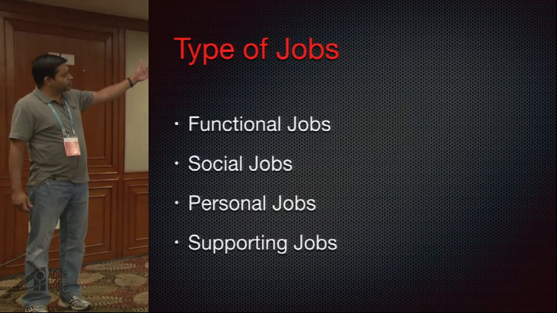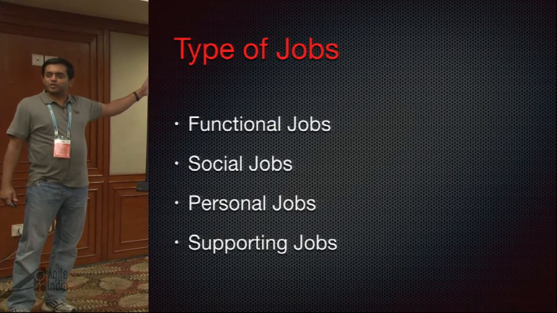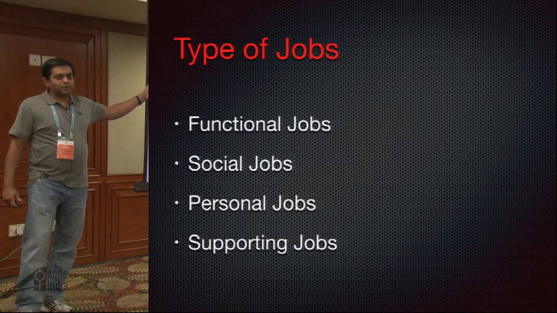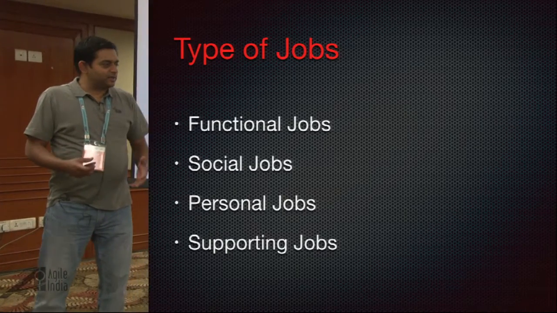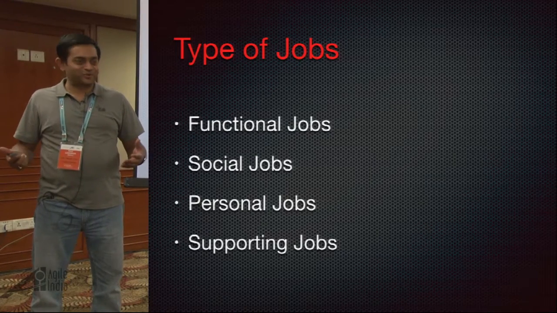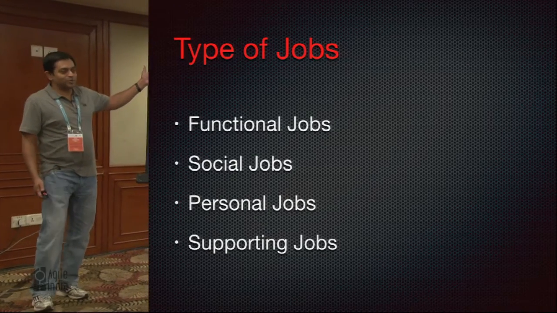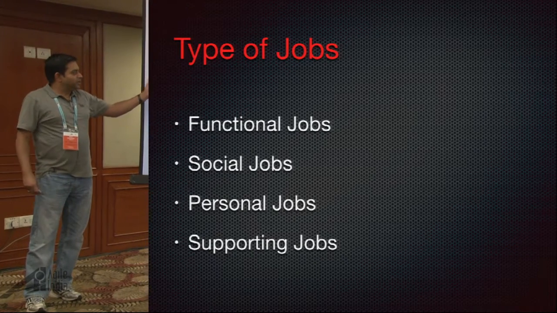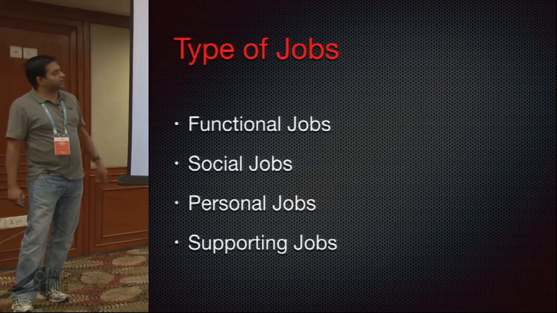Now, the types of jobs could be functional, and social jobs also could be there, right? Anyone knows what a social job is? It's not literally social work. It's more like, I want to buy that latest smartphone so that I look cool in front of the people that I hang out with, right? So that is the social job here. It has a social or emotional kind of appeal to basically uplift your image in the group that you hang out with. It could be personal jobs or supporting jobs. There can be any number of things that Alexander Osterwalder describes in the book there.